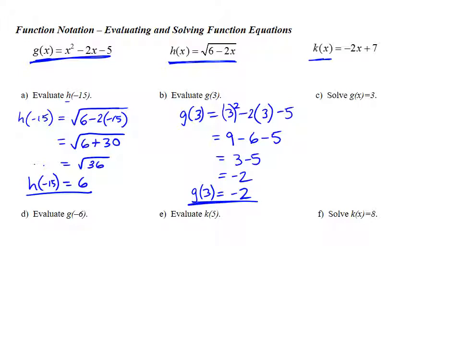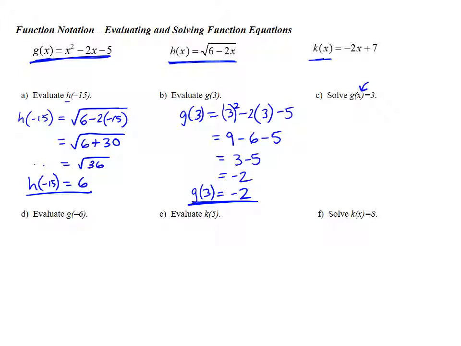In part C, the question is phrased a little differently. Here we had evaluate the function for an input value. Now notice it says solve g of x equals 3. Solve is the first hint that we're going to be doing something differently. The second hint is that in the other problems, I gave you a number inside the parentheses, so I was giving you an x value.